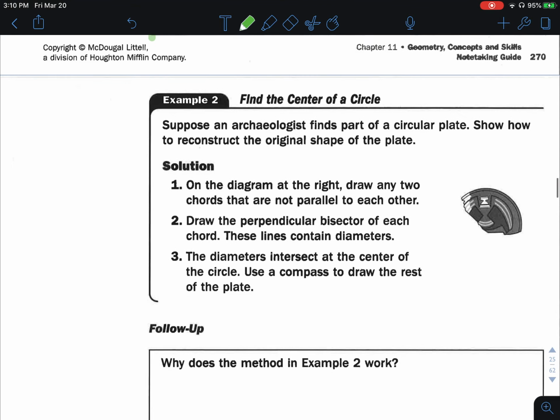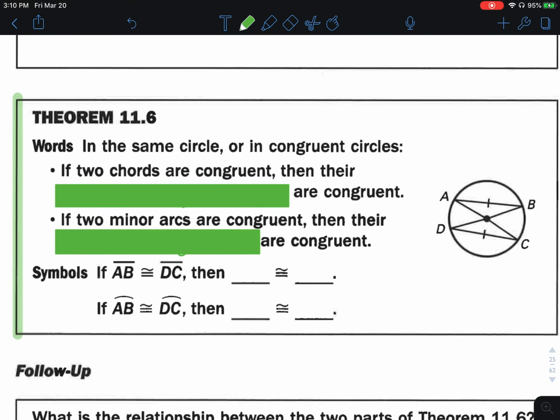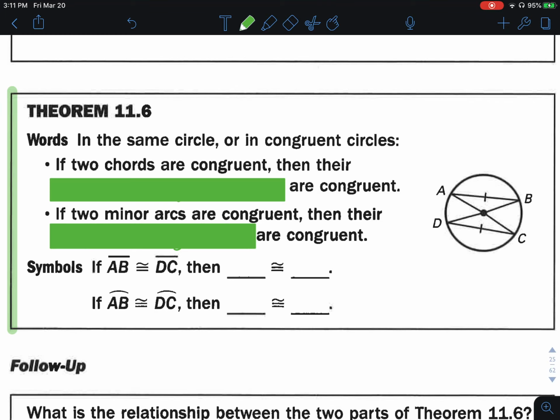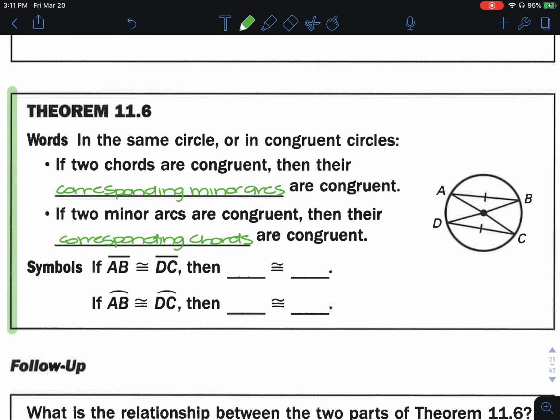We're going to go all the way down to 11.6. In a circle, or in congruent circles, if two chords are congruent, then their corresponding minor arcs are congruent. Corresponding just means the same, essentially, or the same place, same position. So if two chords are congruent, then the corresponding minor arcs are congruent. If two minor arcs are congruent, then their corresponding chords are congruent.